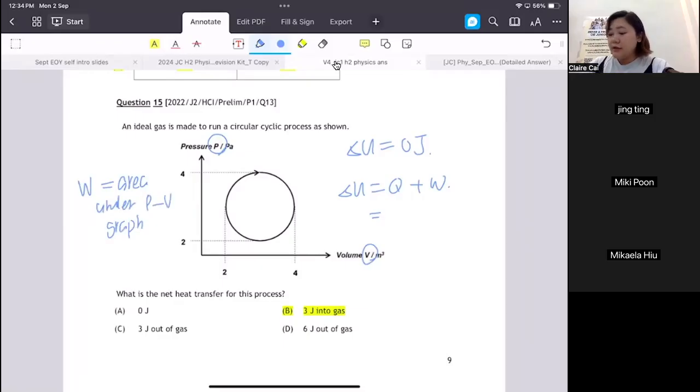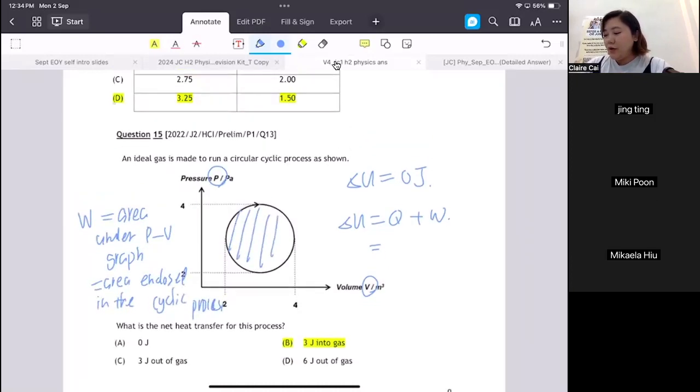And for a cyclic process, it will equal the area enclosed in the cyclic process. So this is a circle, so that means this will be the area. So the work done is the area of the circle, pi r squared. The diameter is 2, so the radius is 1. So the work done is equal to pi, about 3.14 joule. Now we only found the magnitude of the area. Then how do we know the direction? Is it positive or negative?